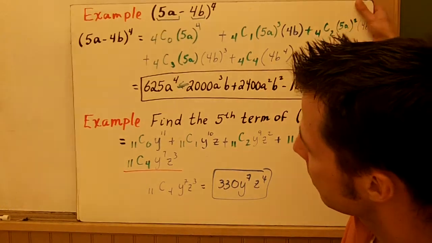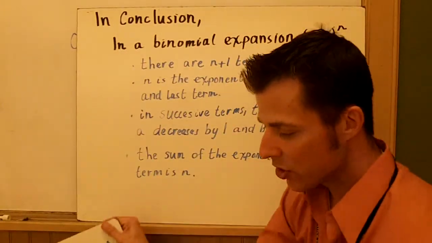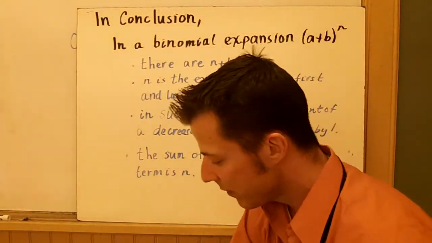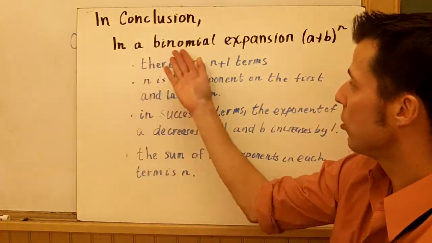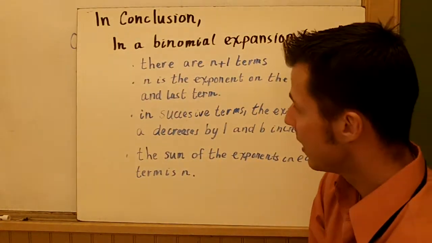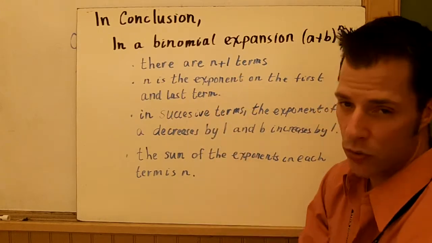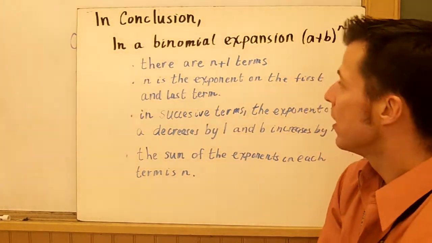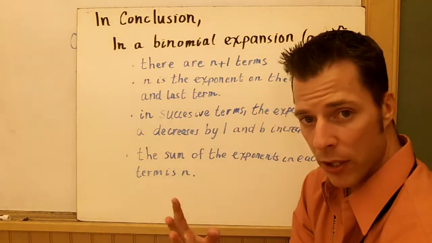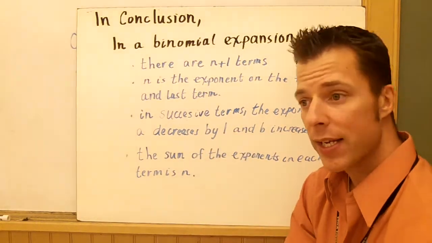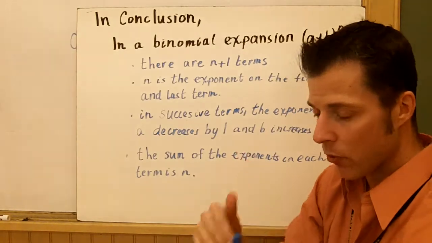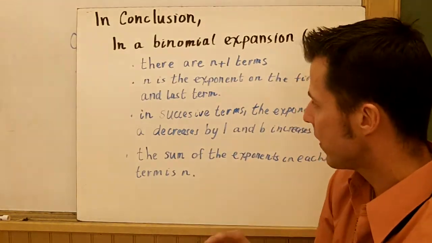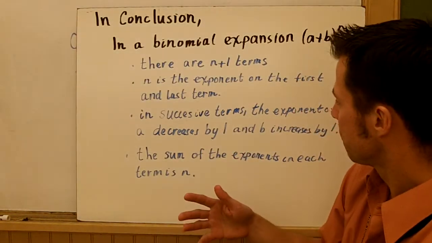Okay? In our last slide here, it's just in conclusion some things you could see from binomial expansion and Pascal's triangle, and the binomial expansion of a plus b to the n. Number one, there are n plus 1 terms. So if you're at a fourth power, there's going to be 5 terms, and that goes with that 0 rule when we talk about starting at row 0, or whatever to the 0 power.